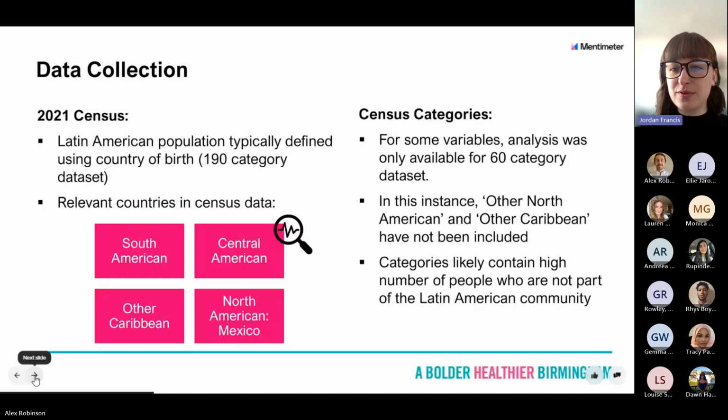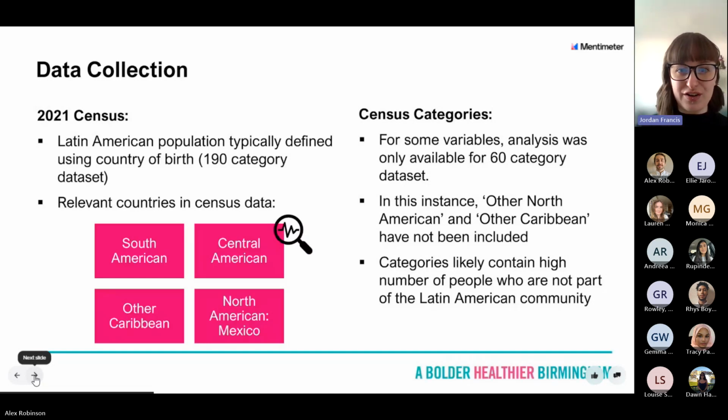For some of these variables, the analysis was only available for the 60 category data set, and this just means that some of the countries of birth have been grouped together. So instead of it saying South America, Central America, North America, having those specific countries, it just says other North America, other Caribbean. The downside to using that 60 category data set is it likely contains a high number of people who are not part of the Latin American community. So we've tried to use that 190 category data set where possible.